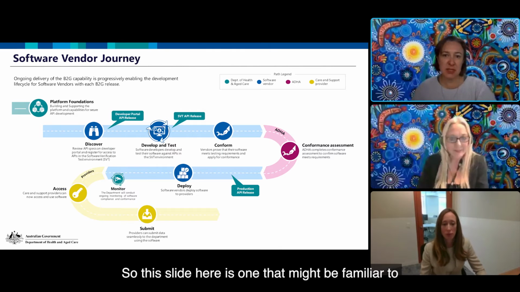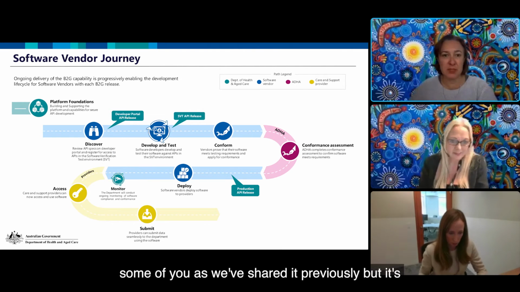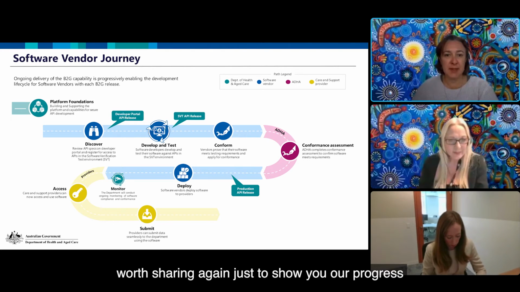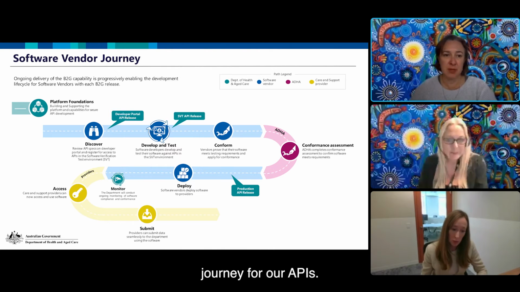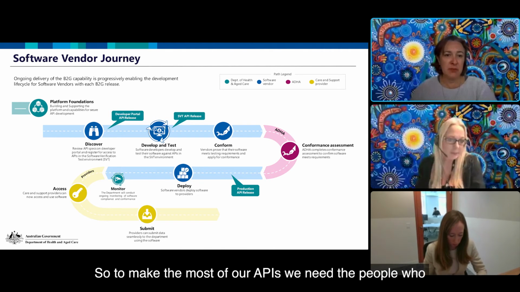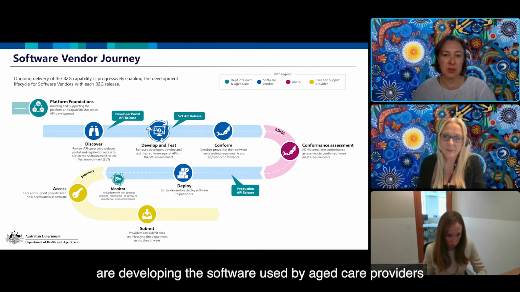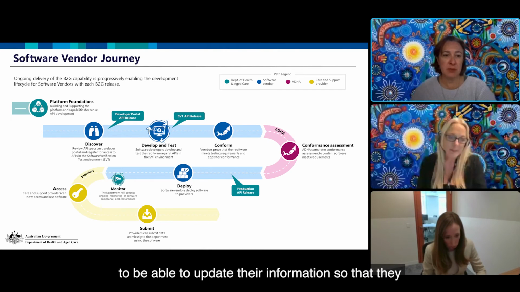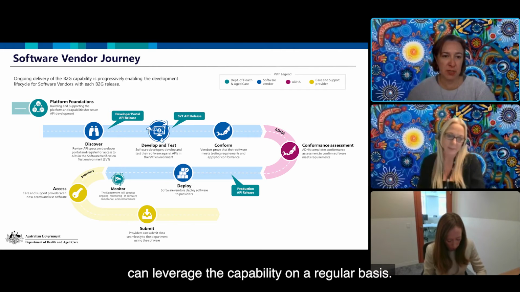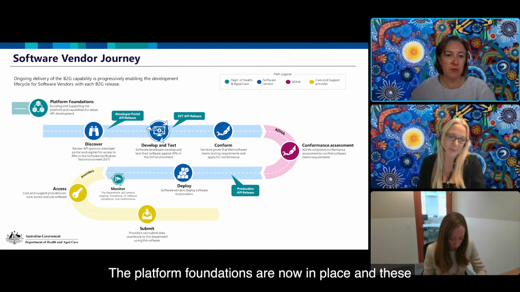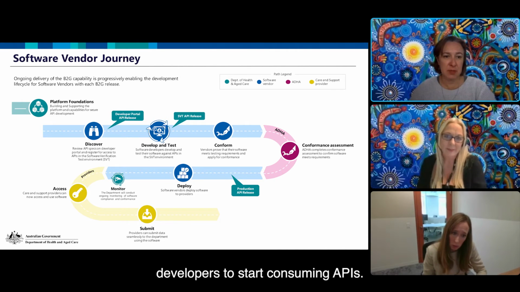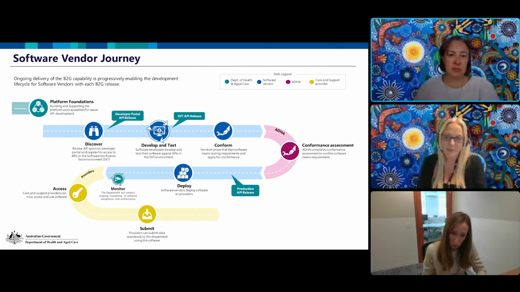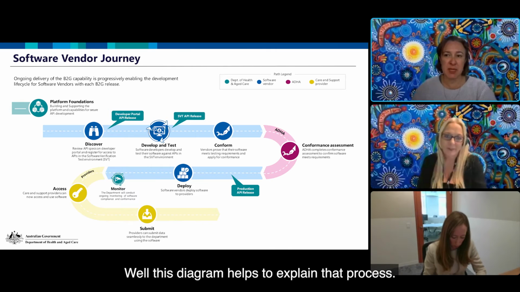This slide is one that might be familiar to some of you as we've shared it previously, but it's worth sharing again to show you our progress through the lens of a software vendor development journey for our APIs. To make the most of our APIs, we need the developers, who are the people developing the software used by aged care providers, to be able to update their information so that they can leverage the capability on a regular basis. The platform foundations came into place last year, so we're ready for developers to start consuming APIs. So what should a software vendor expect the experience to be? Well, this diagram helps to explain that process.